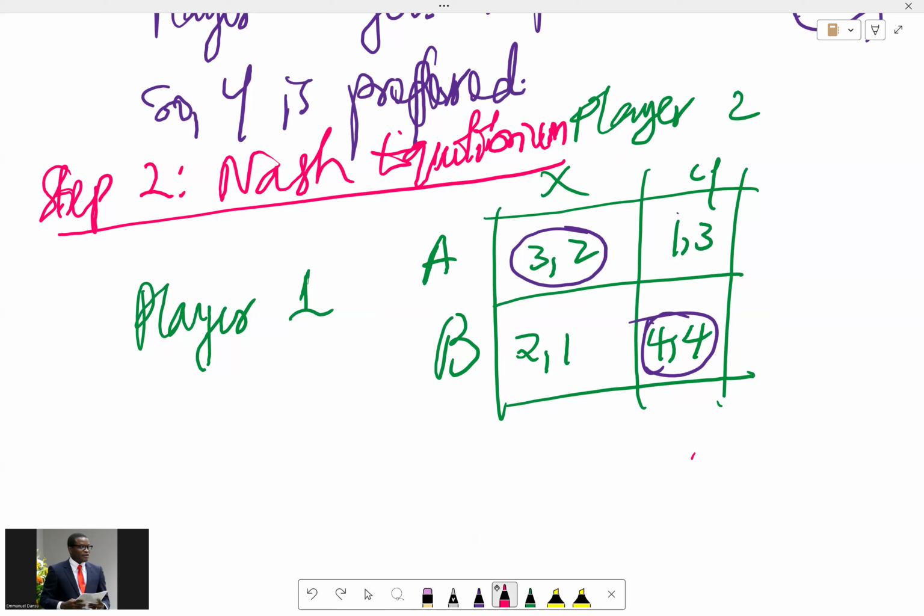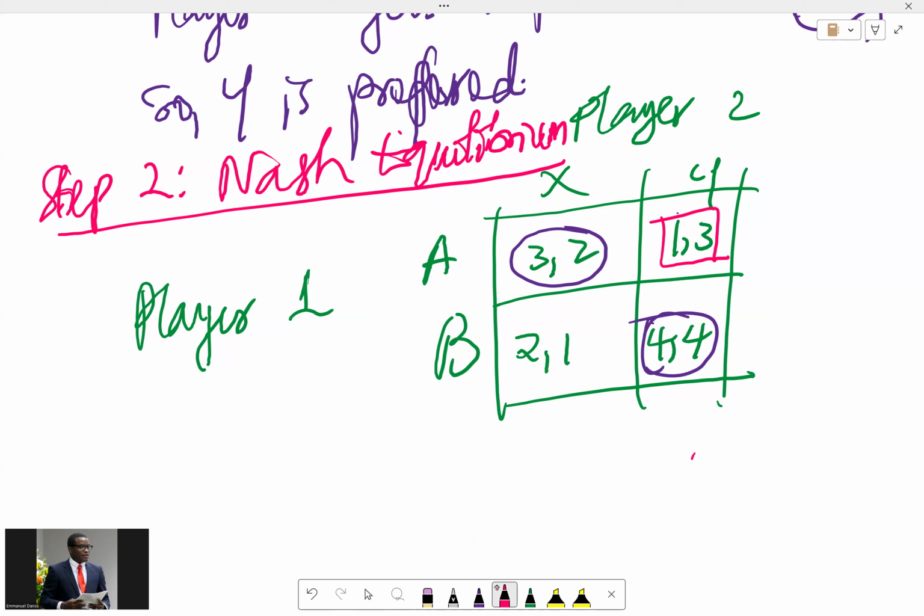So now focusing on player two, if player one plays strategy A, the responses for player two are 2 and 3, but 3 is better, right? So let me use a box for that. So I box this.